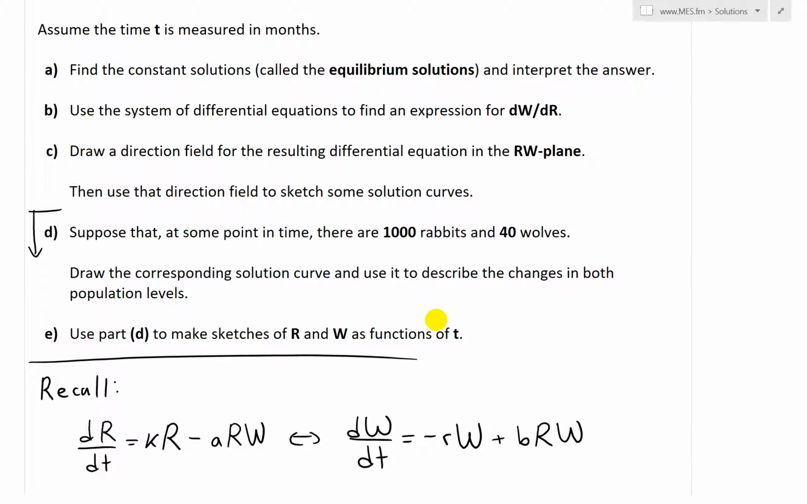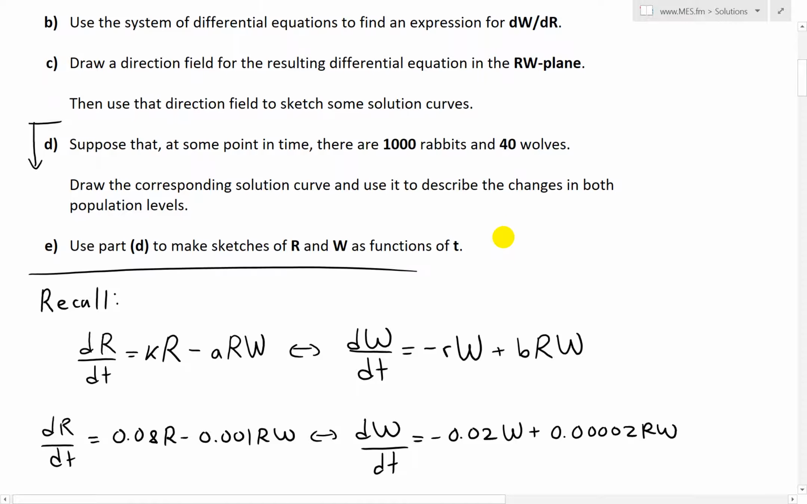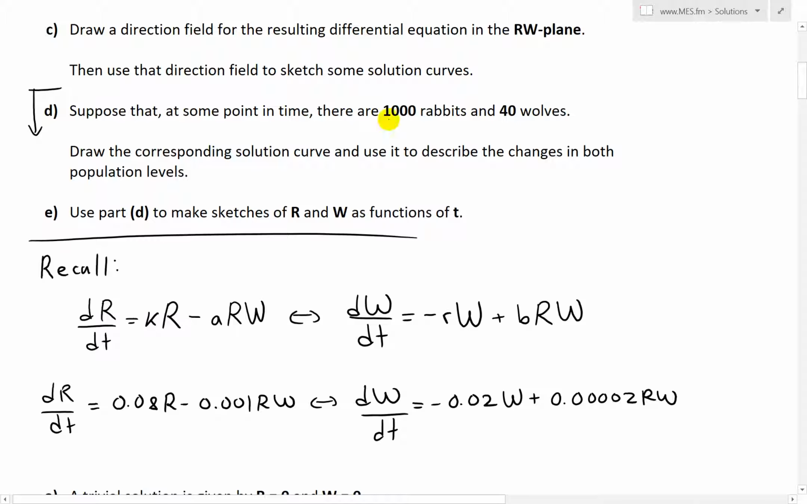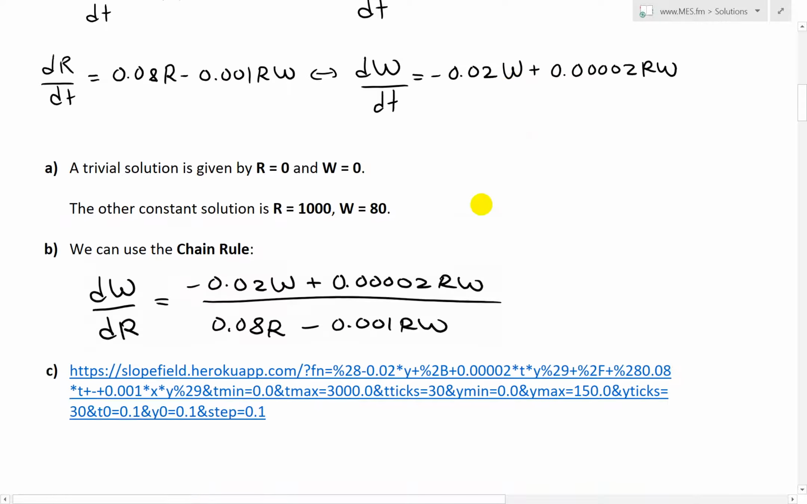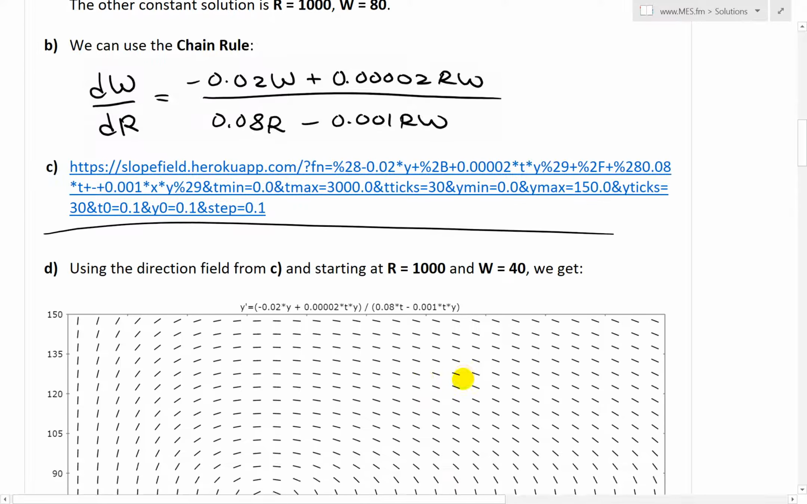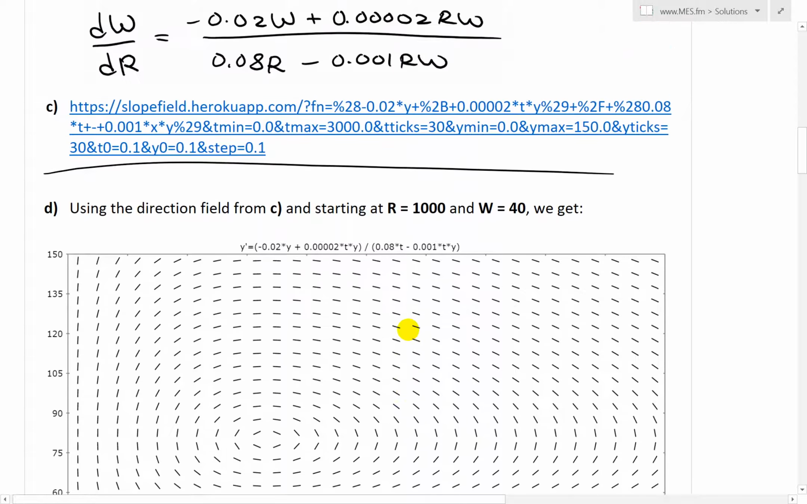Part D states, suppose that at some point in time there are 1,000 rabbits and 40 wolves. It states, draw the corresponding solution curve and use it to describe the changes in both population levels. So what we can do is use the direction field to start off at 1,000 rabbits and 40 wolves, and then see where we go from there and how the populations change. Here I've copied and pasted that direction field from part C.